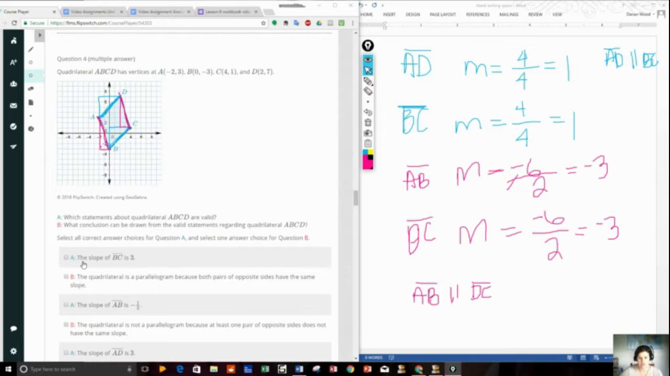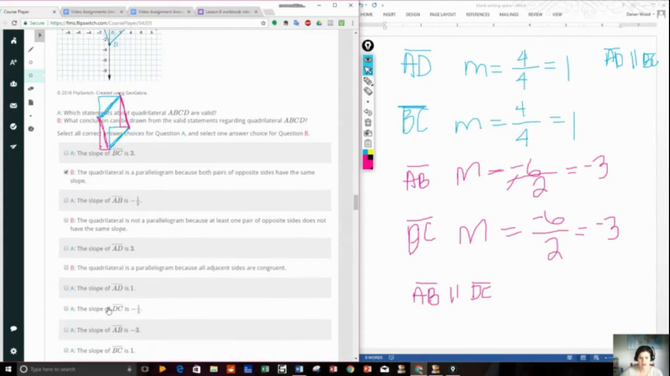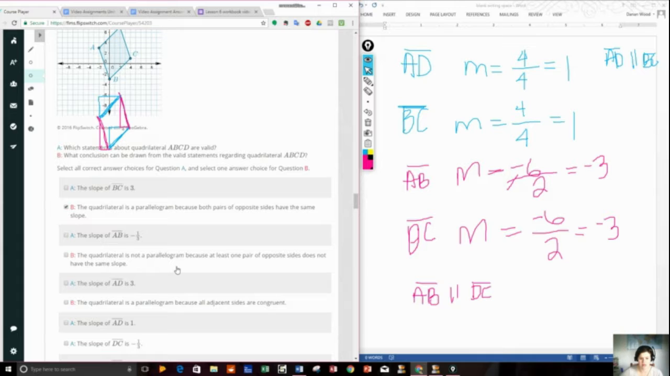So let's look at this. The slope of BC is 3. No, the quadrilateral is a parallelogram because both pairs of opposite sides have the same slopes. The slope of AB is negative 1/3. No. And the quadrilateral is not a parallelogram. We already answered B about being a parallelogram. So the slope of AD is 3. No, the quadrilateral is a parallelogram because all adjacent sides are congruent. We didn't find that.